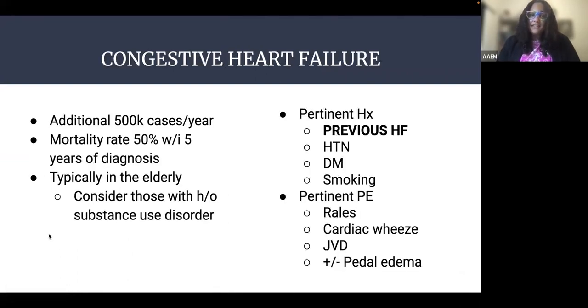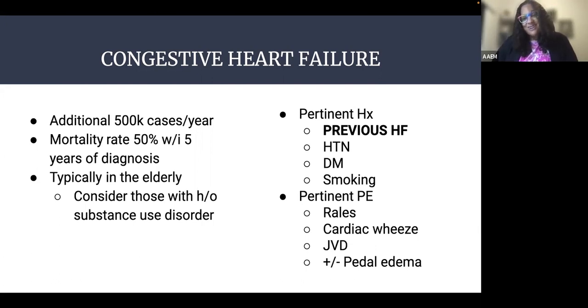Let's also talk about congestive heart failure. Congestive heart failure is becoming more and more common. There are an additional 500,000 cases per year, and the mortality rate is 50% within 5 years of diagnosis. We're also seeing CHF in younger patients with poorly controlled comorbidities such as hypertension and diabetes, and those with substance use disorders, those with alcohol-induced cardiomyopathies, who are otherwise young and relatively healthy.